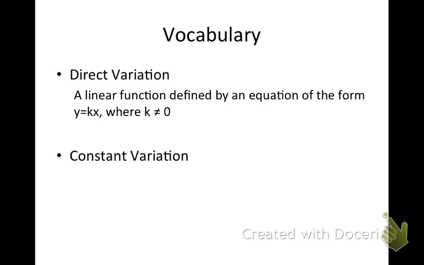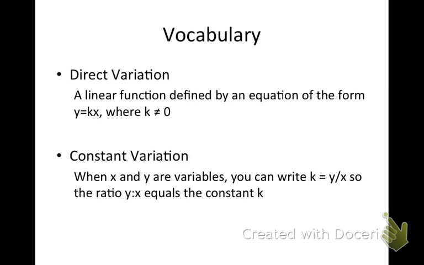All right, vocab here. There's two of them. Direct variation. Direct variation is a linear function defined by an equation of the form y equals kx, where k cannot equal 0. Now, y equals kx would look something like y equals 2x. When you look at that, what's that very similar to? An equation of a line. Hey, look, linear function. We're talking about linear functions here.